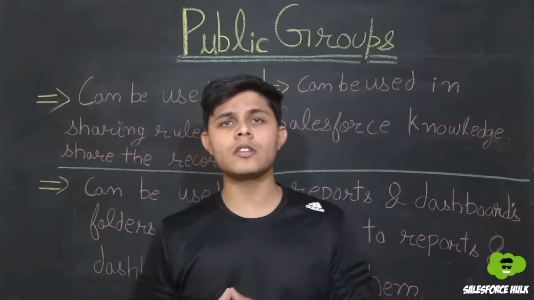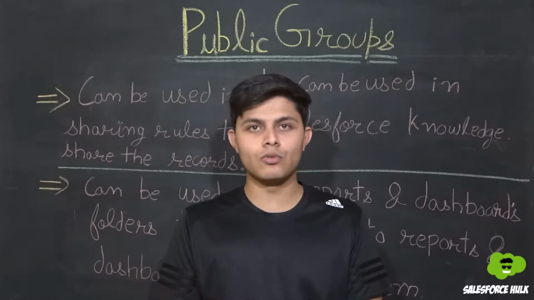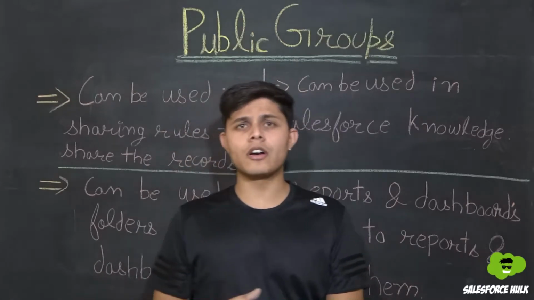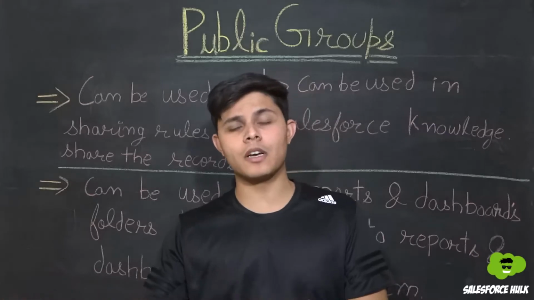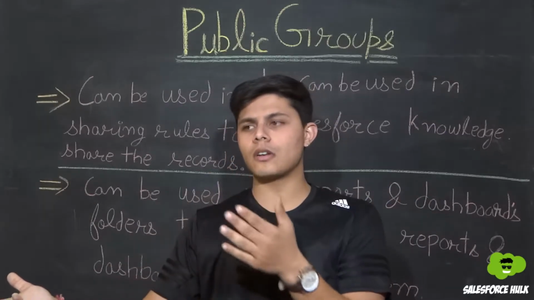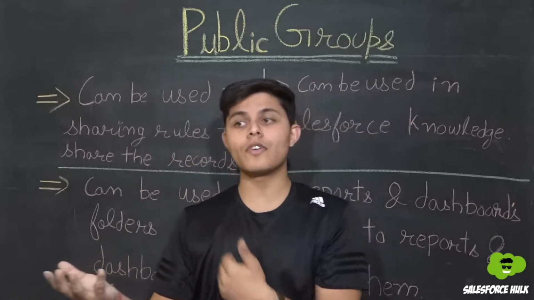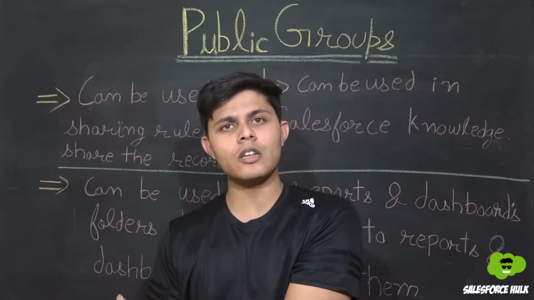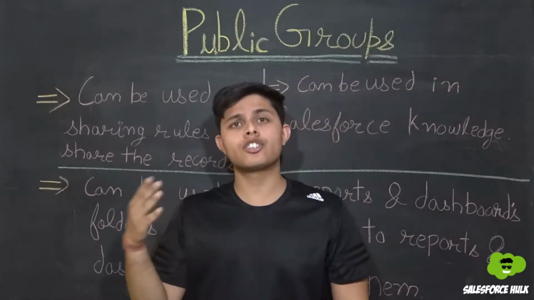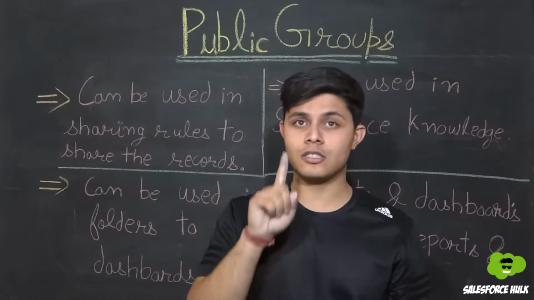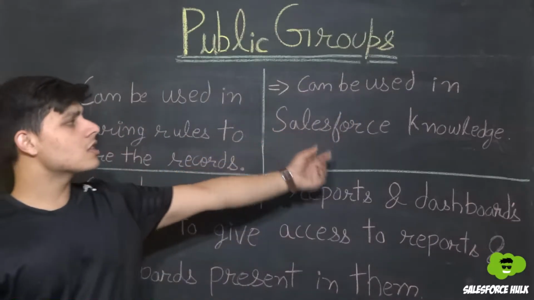In that situation, you can add single users, roles and subordinates. Or you can create a public group, and inside that public group group all those users together with whom you want to share those records using sharing rules. So public groups can be used with sharing rules to share the records. This is the first use of public groups. Now let's see what the second one is. They can be used in Salesforce knowledge.